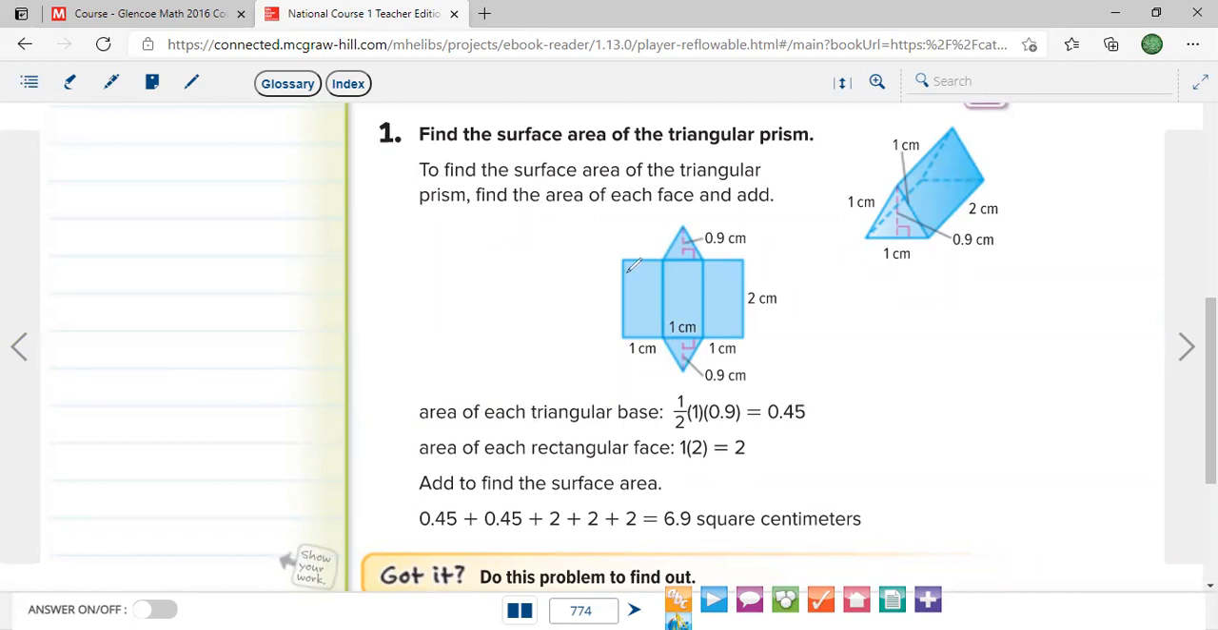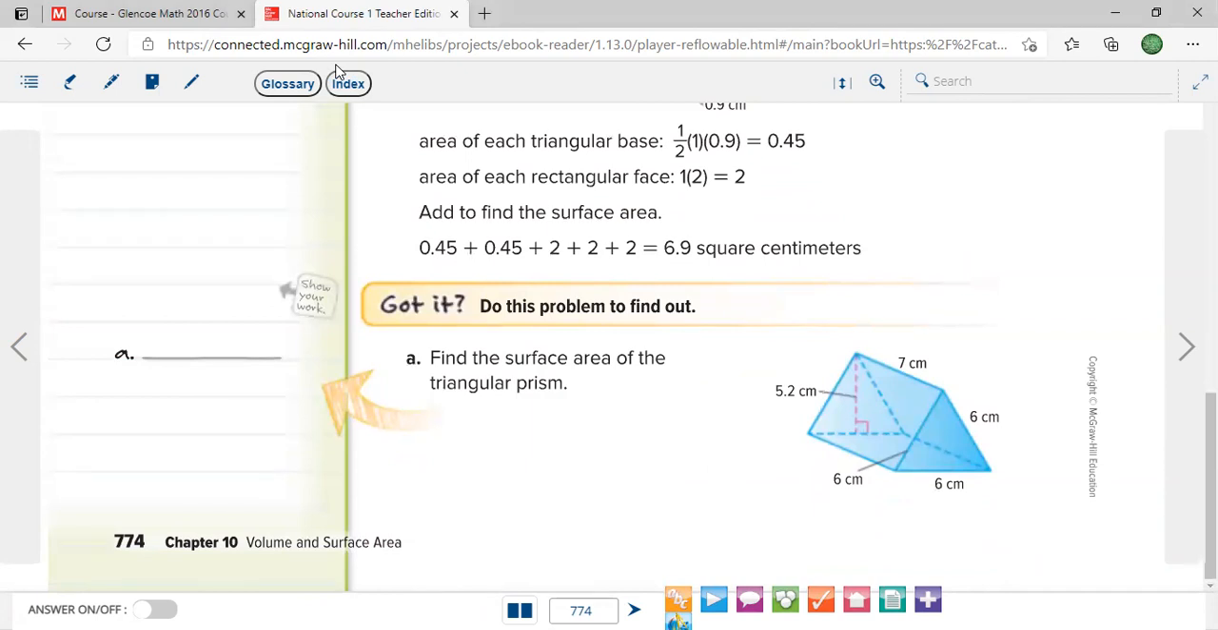Now, the area of the faces. Look at the faces: this face is 2 times 1, this one also 2 times 1, this one also 2 times 1. So 2 times 1 is 2, and 2 and 2 and 2 will give you 6. So all of them 6 centimeter squared plus 0.45 and 0.45, this will give you 6.9. So this is how to find the surface area of the triangular prism while the figure is flattened. You can evaluate the two triangles and the three rectangles and you add them all together.